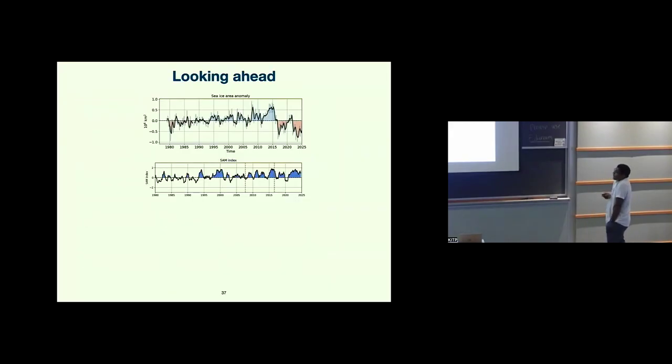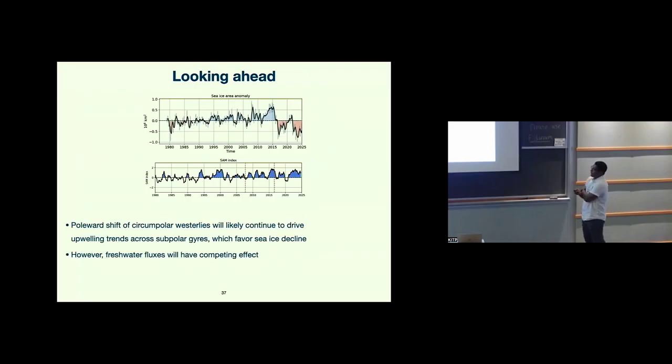So looking ahead, we'll see ice recovering in the Antarctic. I'm not going to make any prediction because I'm probably going to be wrong, but if this SAM trend holds and you have this persistent upwelling, then that would favor reduced sea ice extent because of enhanced upwelling. But the wild card here is going to be the freshwater fluxes, and with the contraction of the circumpolar westerlies, we expect more storms, potentially more precipitation, and how those two will compete will determine sea ice trends in the future, and so that's to be determined.